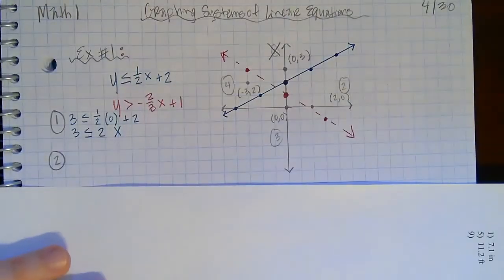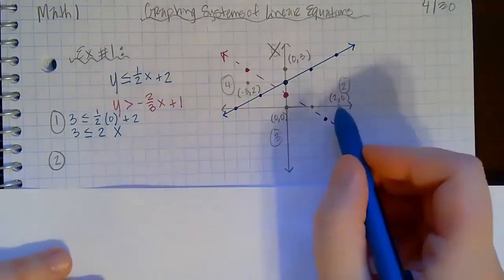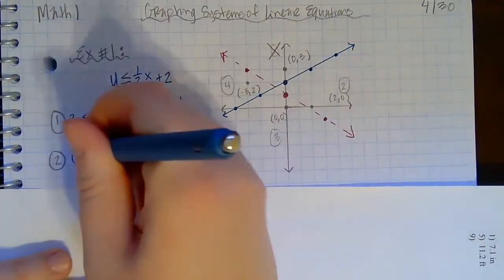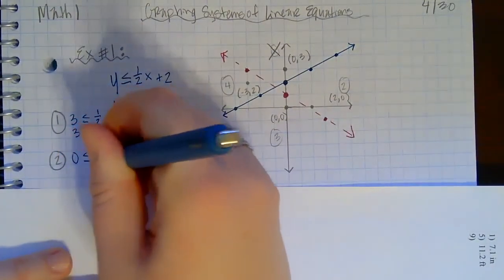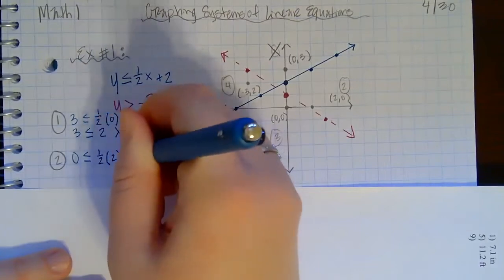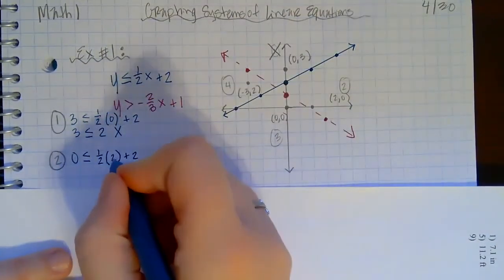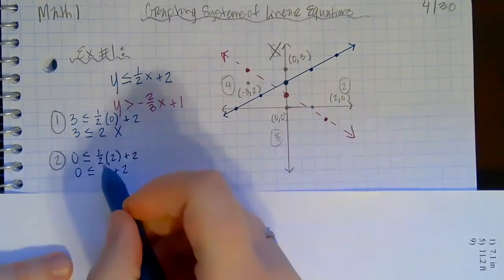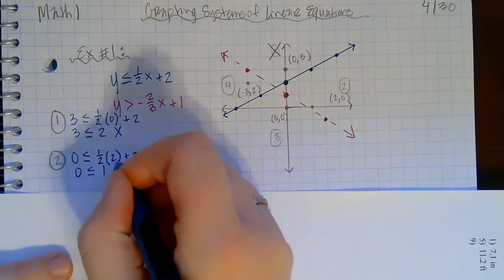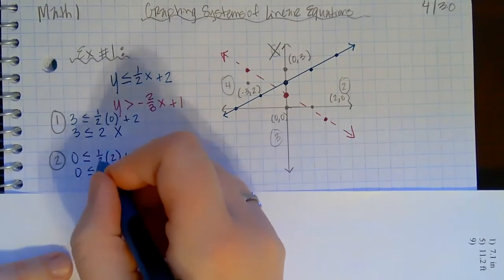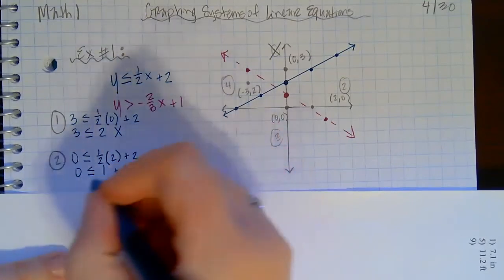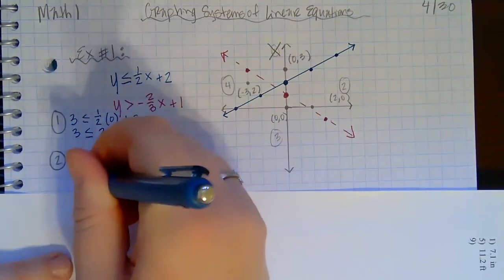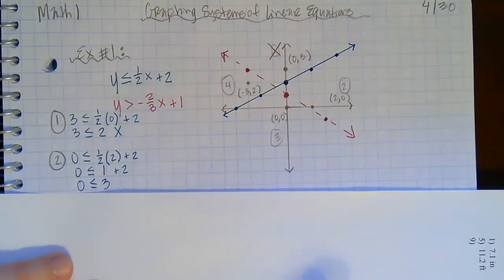Okay, so region number 2, I'm going to again start with the same one. I'm using 2, 0. So y is 0, less than or equal to 1/2, x is 2. Okay, half of 2 is 1. And by the way, if the fractions confuse you, remember you can put 2 over 1, or you can also write half as 0.5. That's fine too. 1 plus 2 is 3. Is 0 less than or equal to 3? Yes, it is. So now I need to see if that works with the other inequality as well.